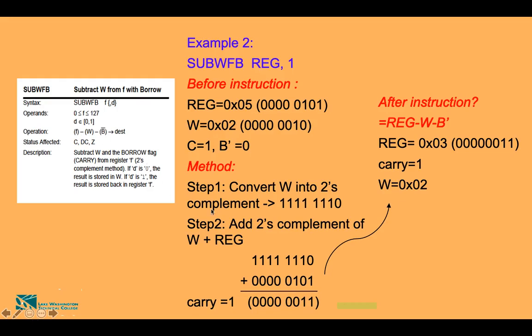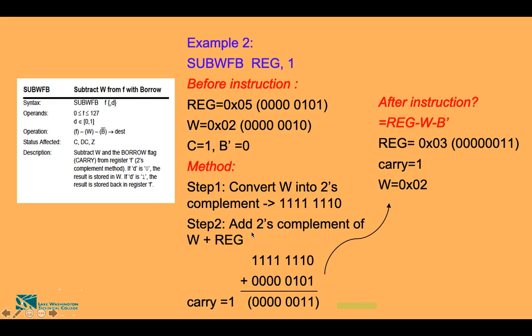So the first thing which we are going to do is to convert the W into the 2's complement. So first step, convert W into 2's complement. If you convert this into 2's complement, you will get 1111 1110.